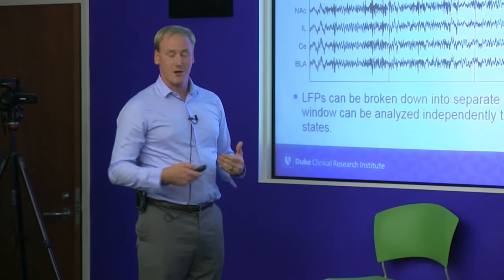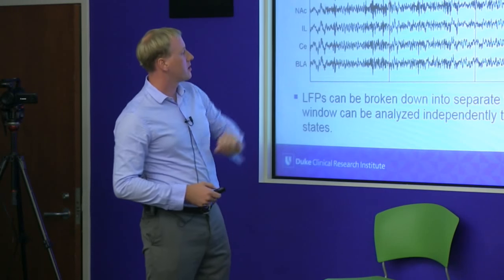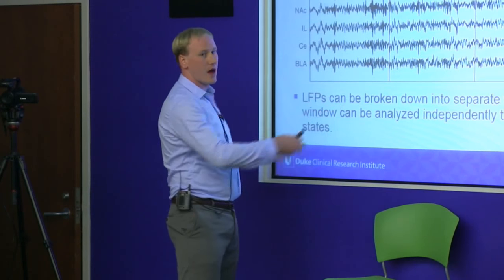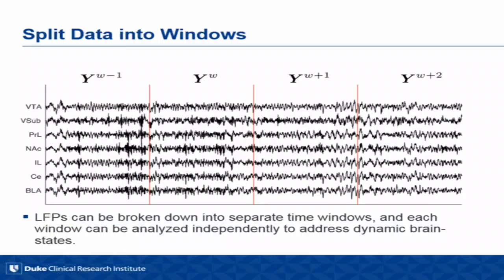So I was going to go through the basic ideas. The first thing we do is we take our long time series. We have many minutes of activity for each mouse. And we have about 40 mice that we're going to talk about here. And we have each of our different brain regions. We have our local field potentials. And the first thing we do is we just window them. So we split them into 5-second chunks of time.